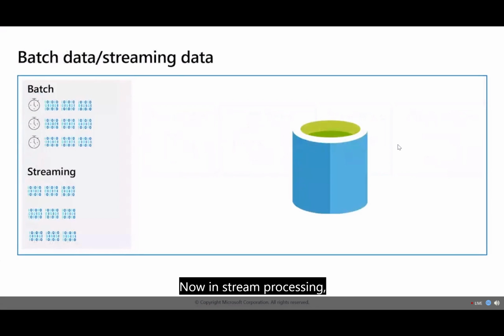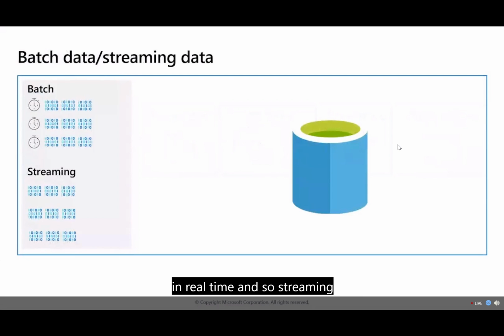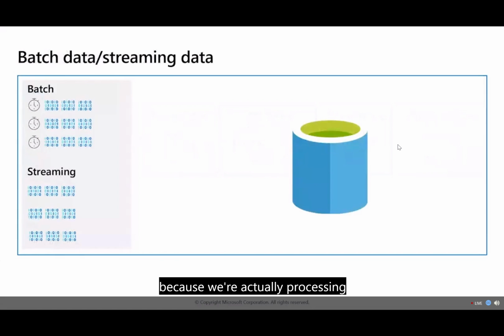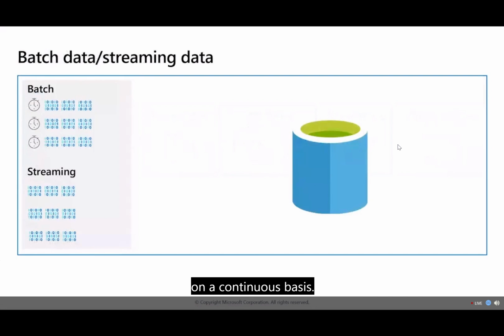Now, in stream processing, each new piece of data is processed as it arrives. For example, as we ingest that data, we process it in real time. So streaming handles data in real time. Unlike batch processing, there's no waiting until the next batch interval to process that data, because we're processing each individual data item as it comes in. Stream data processing is very, very useful for scenarios where we're dealing with new dynamic data that is being generated on a continuous basis.